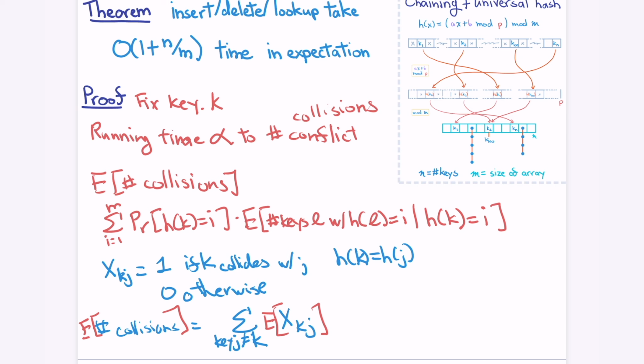This is where my notation gets a little bit annoying. There's m possible slots, and we're using a universal hash function. So it should be 1 over m. So the total number of keys, that's n, over m.